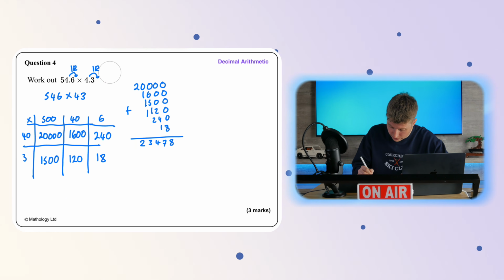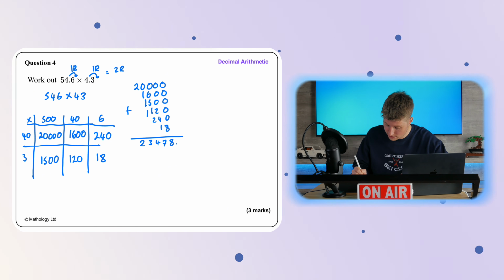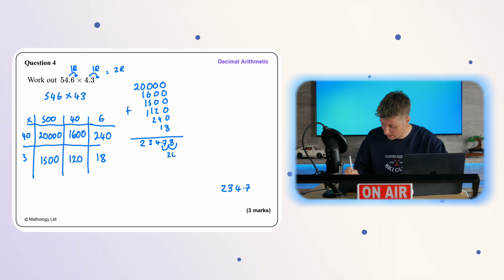So in total, we've moved the decimal points 2 units to the right up at the top. So we're going to move the decimal point from the end 2 units to the left. So 1, 2. So the final answer will be 234.78.